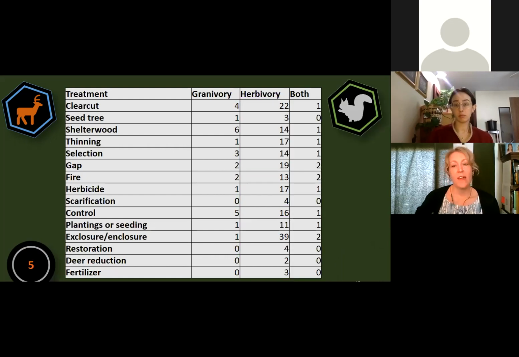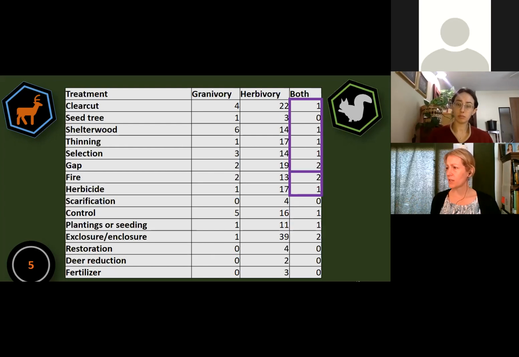All right. And then for both of them, meaning the 5 papers that looked at both herbivory and granivory at the same time, all but seed tree were looked at for overstory treatments. And then we're back to just a couple looking at controlled burns or herbicide for understory treatments. There was 1 control, 1 planting, and then 2 exclosures used, and there was no restoration, deer reduction, or fertilizer.